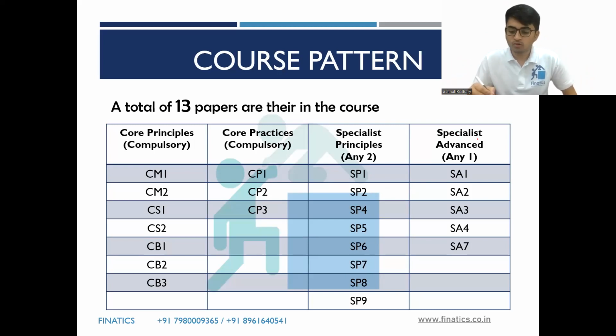And then again, out of specialist advanced, there are 5 papers as of now, out of which you need to clear at least any one of them. So it is 7 plus 3 plus 2 plus 1. Once you clear that, you have completed all the mandatory exams you need to clear for being eligible to become a fellow actuary.